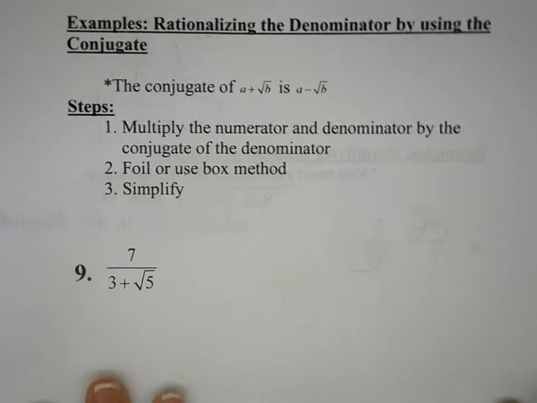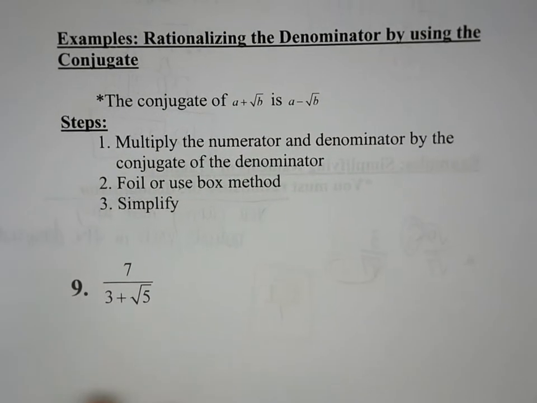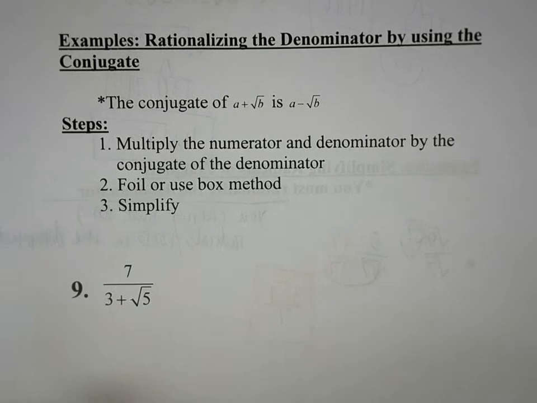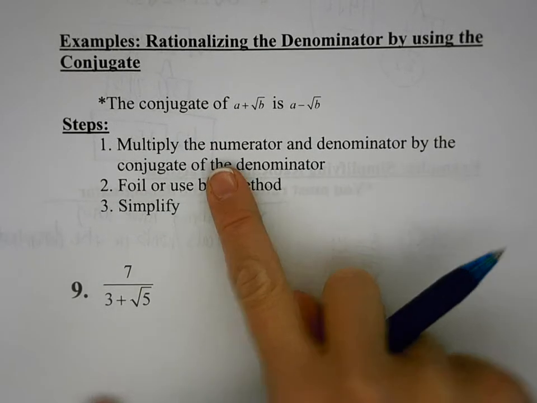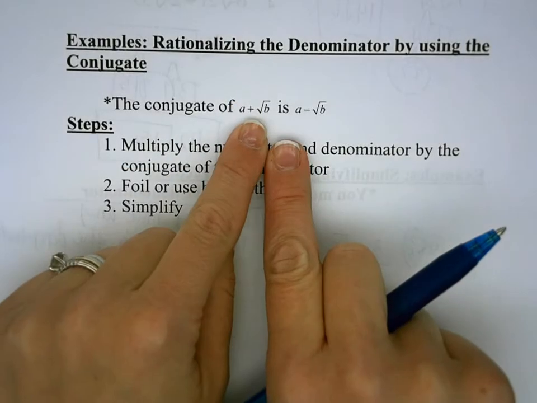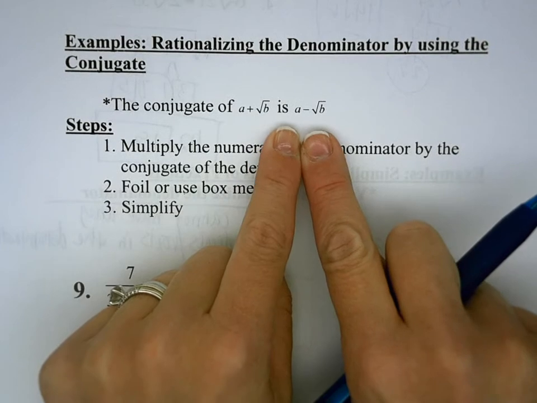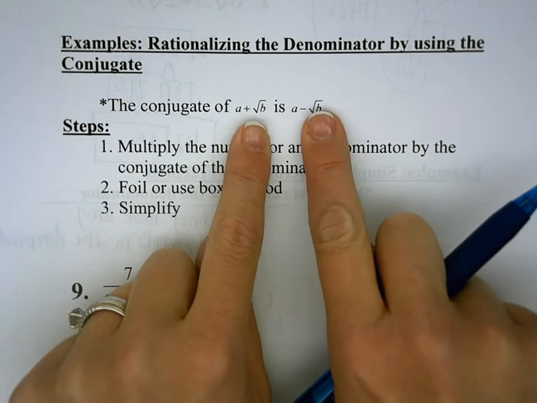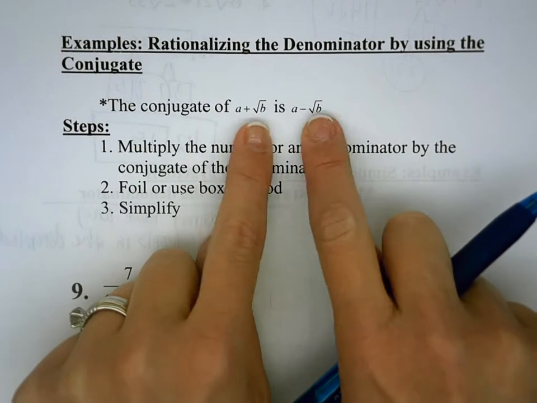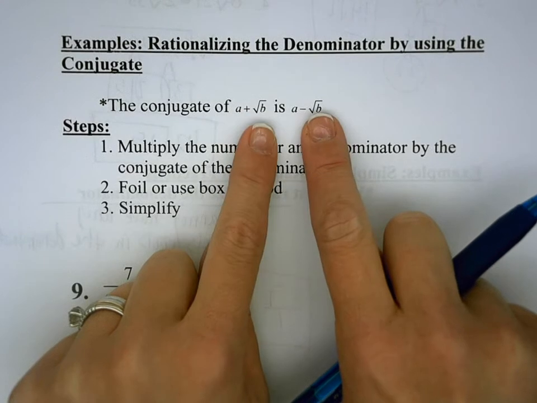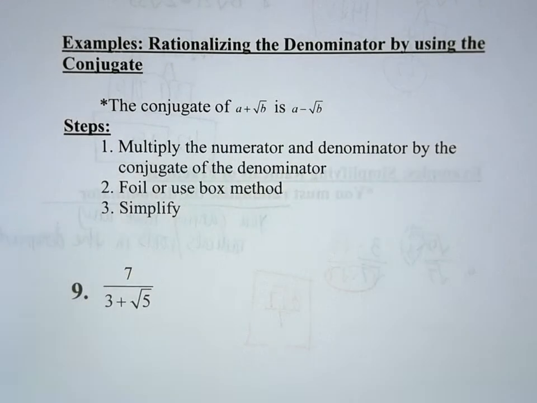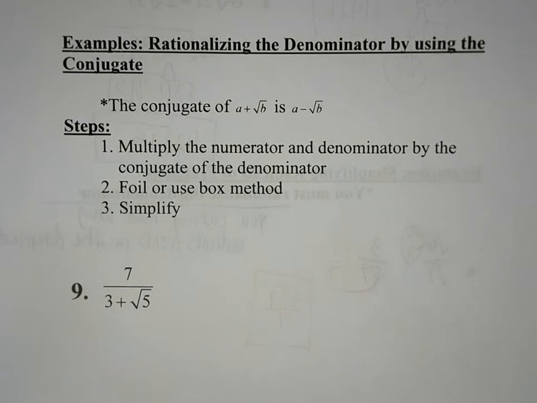So this next part, we need to rationalize the denominator by using the conjugate. The conjugate of a plus root b is a minus root b. Now, if you guys think about this, it's basically kind of like difference of squares. And when you multiply them together, you get rid of that middle term. Do you guys understand what I'm saying by that?